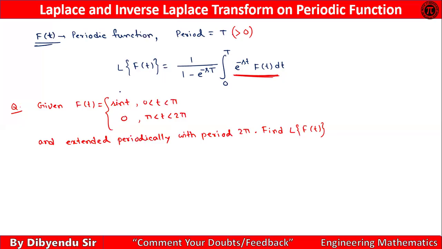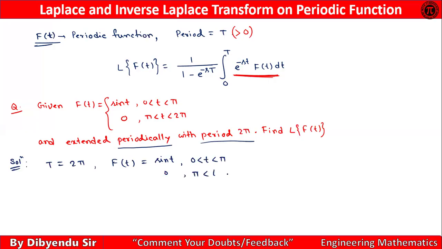So here the function f of t is given. Also it is given that it is extended periodically, and the period is also given, 2 pi. So you can say that here capital T is equal to 2 pi, and f of t is equal to sine t when the region is 0 to pi, and 0 when the region is pi to 2 pi. Now we have to apply the Laplace transform.